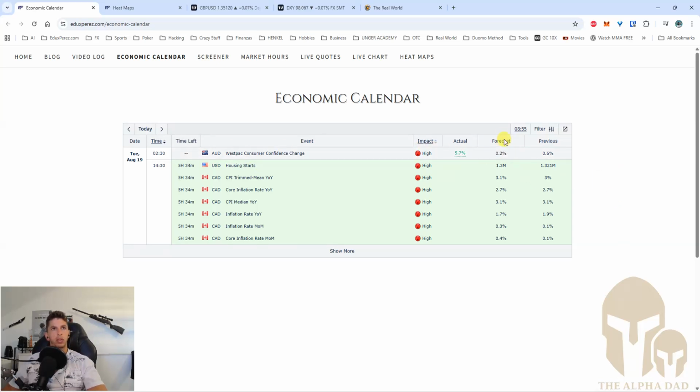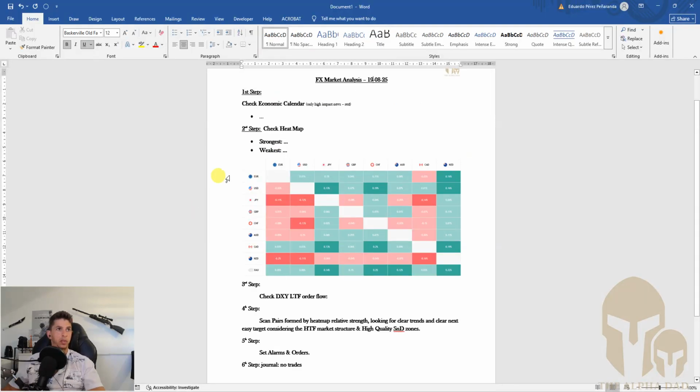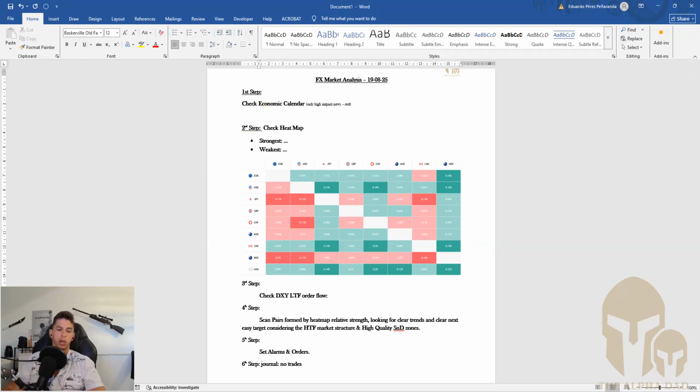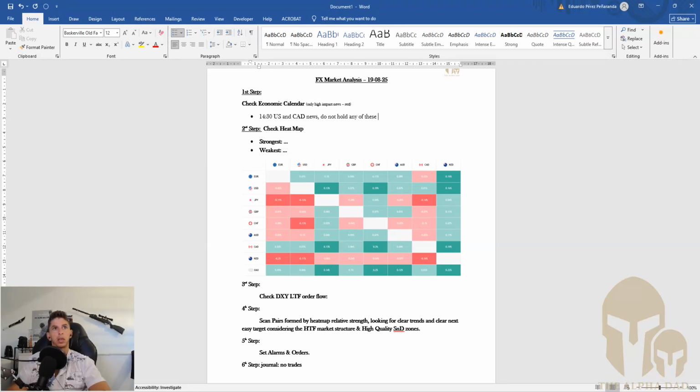Australia already had good news. We'll check later if that actually impacted its price, right? So let's put here 2:30 US and CAD news. Do not hold any of these currencies during this time period. Now we're gonna move to check on the heat maps.